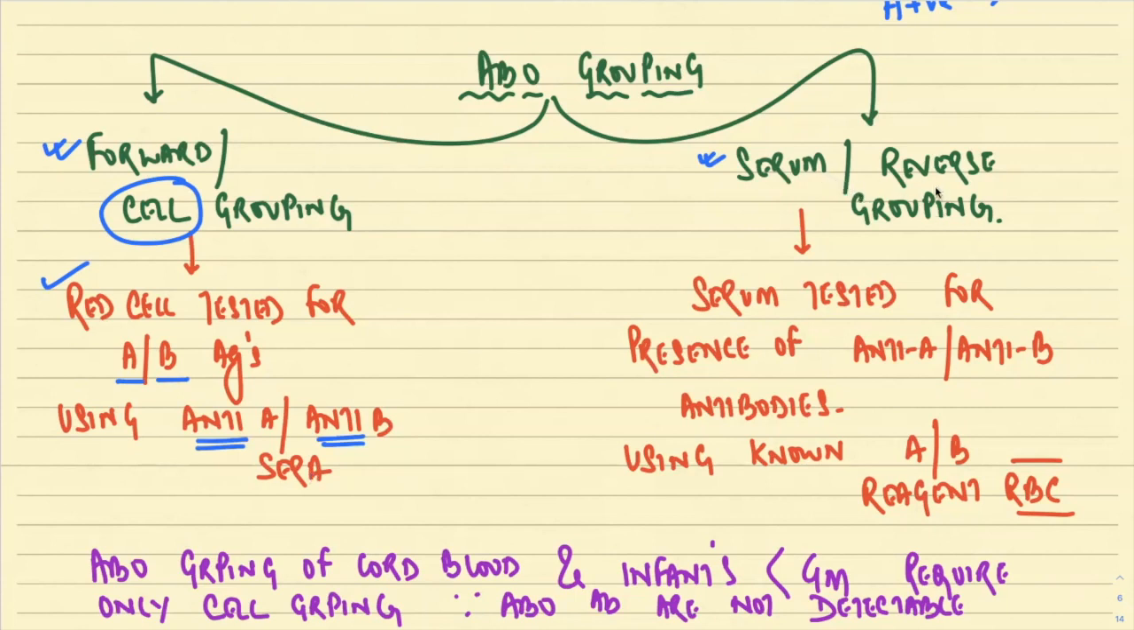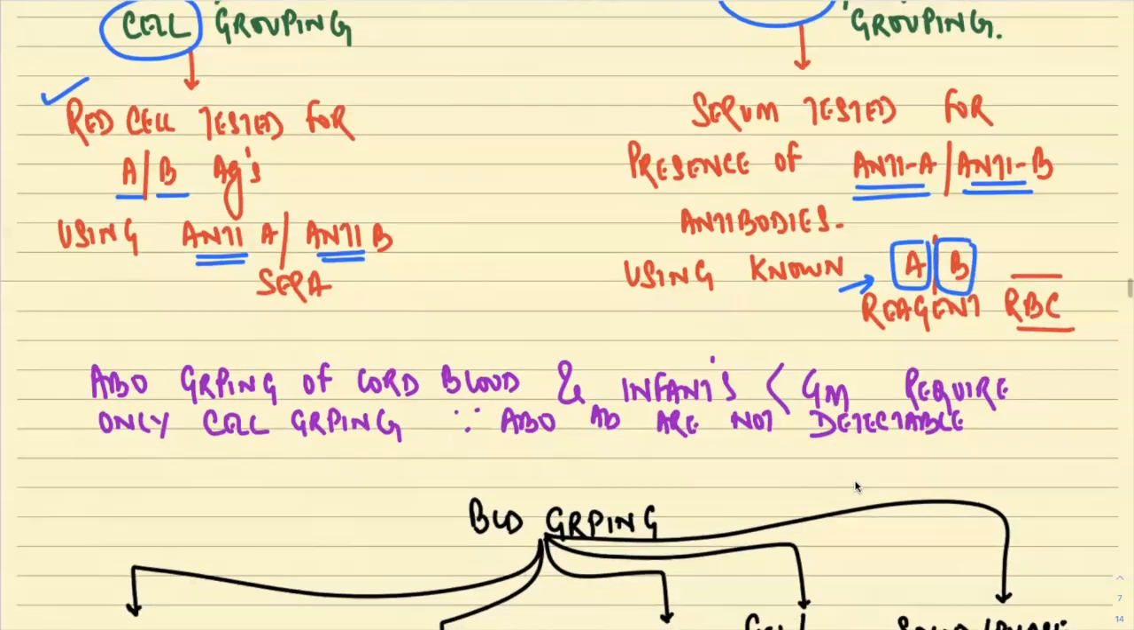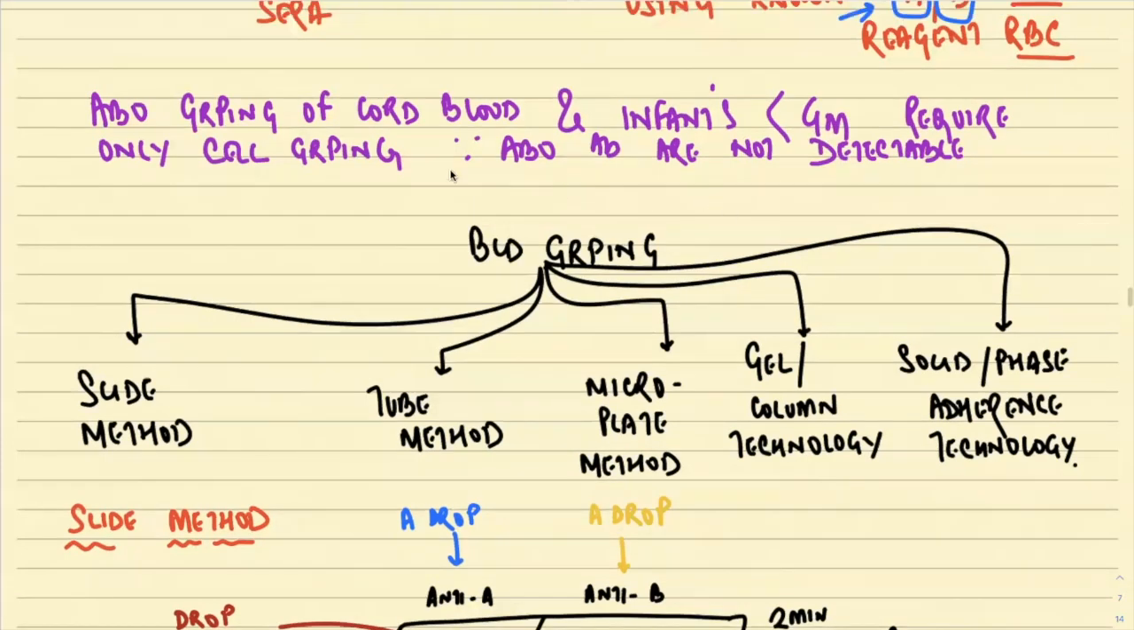Another type of grouping is called reverse grouping or serum grouping. When I say serum, I told you first, serum means I want to test for the antibodies. So the serum is tested for the presence of anti-A or anti-B antibodies using some known reagents. We are using known A reagent, RBC coated with A antigen, or B reagent, and then we are testing. This is from the company, manufactured. So you have understood, in one test we are checking for the antigen, and in the other test we are checking for the antibody.